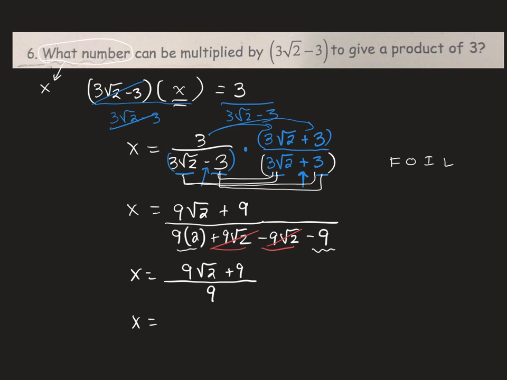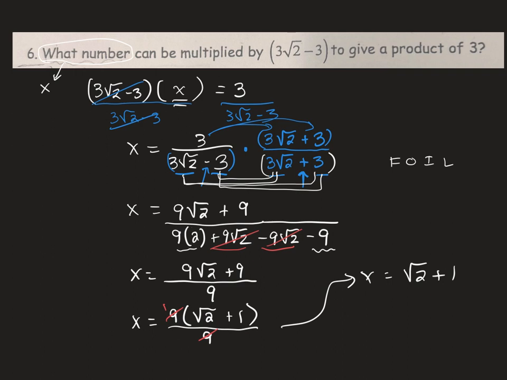We can only cancel off the 9 on the bottom if there's a common factor, meaning some 9 times everything else on top. So we are going to factor out a 9. When we factor it out, we divide 9 square root of 2 by 9 to get just root 2. And then the second term, plus 9 divided by 9, is going to be plus 1. By doing that, we can now divide the 9s to equal 1. And our final answer is going to be root 2 plus 1. It's over top of 1, but you don't need to write that.